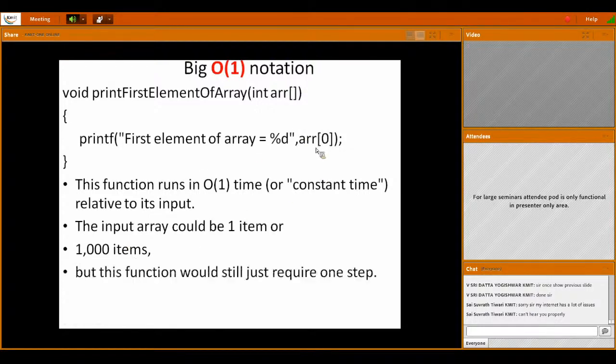Irrespective of that, I'm printing only the first element, that is the element at index 0. So it is not depending on this fx. Fx is straight away converted to O1, because irrespective of the value of the parameter I am passing, that is the number of elements in my array, the code is going to execute just once, and it is going to print the element at index 0. So this is one example of O1.